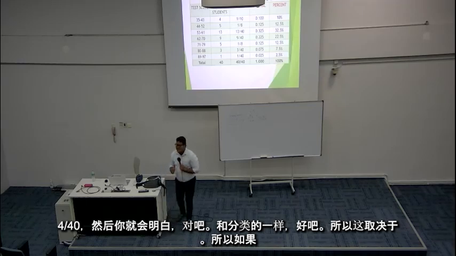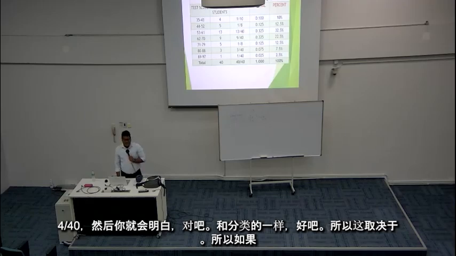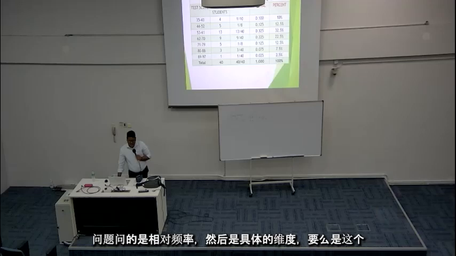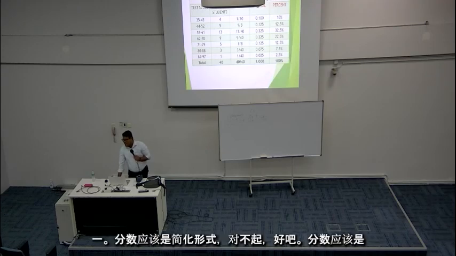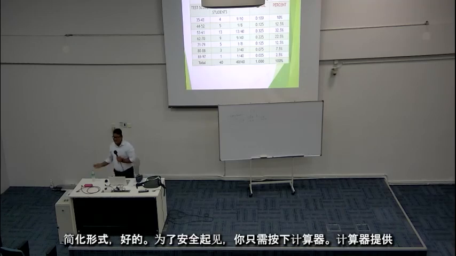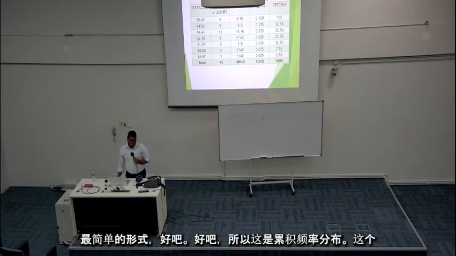Same as the categorical one. So if the question asks for relative frequency and doesn't specify whether it should be in fraction, decimal or percentage, you can choose any one. The fraction should be in simplified form. To be safe, just press your calculator, and the calculator will provide you the simplest form.